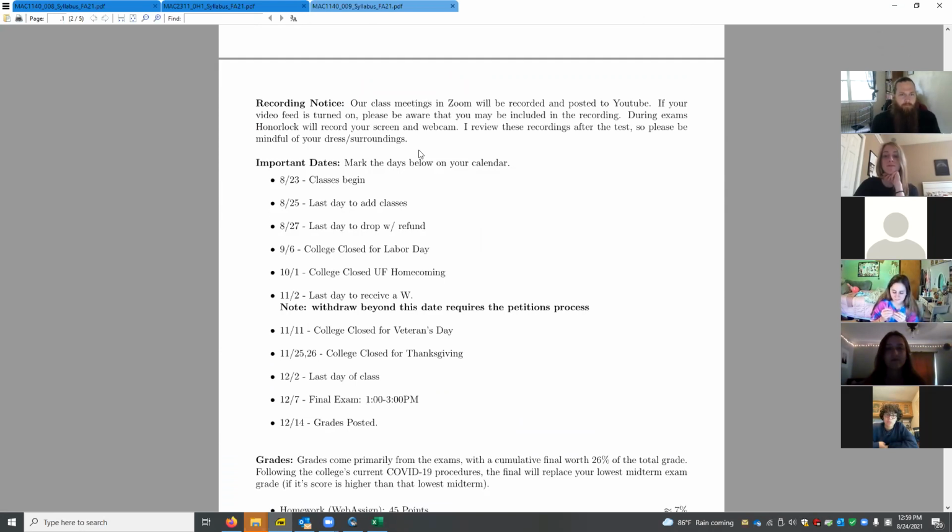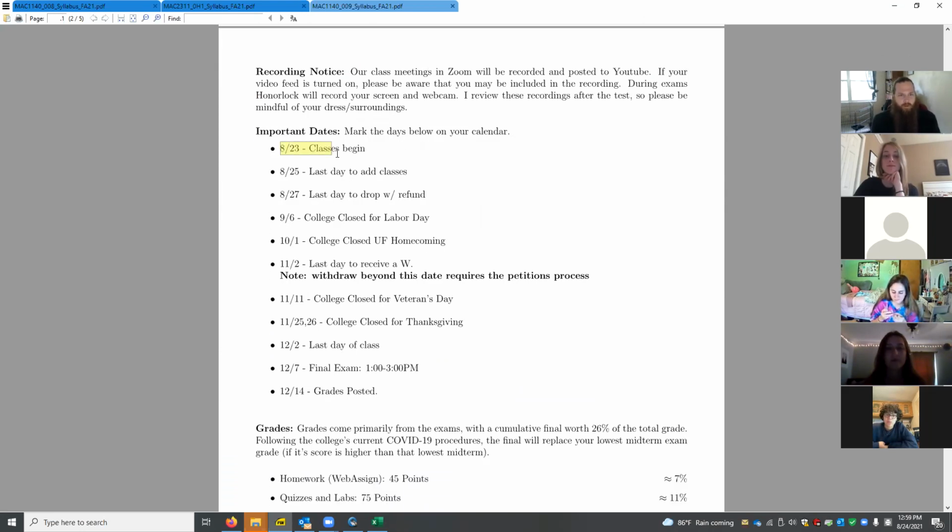Important dates. Obviously, classes started on the 23rd. Today is our first day because it's a Tuesday, Thursday. The last day to add a class is tomorrow, the 25th. The last day to drop a class, get your money back and nothing on your transcript is the 27th. So by this day, you want to decide if you're going to stick with the class or not, right?